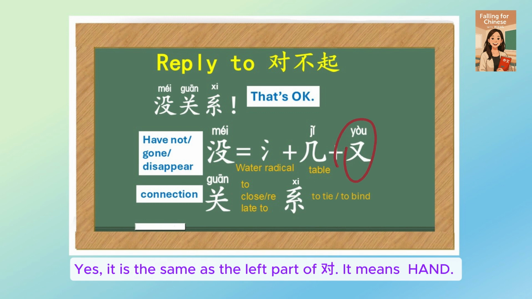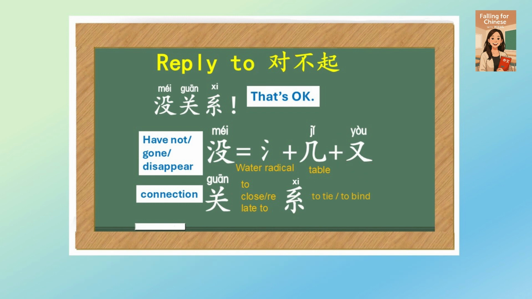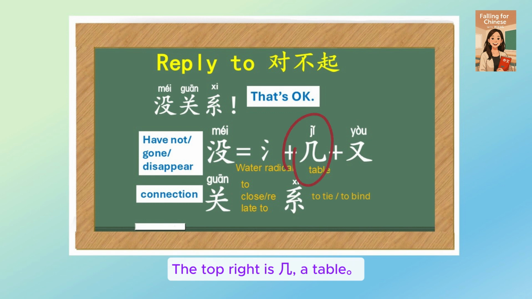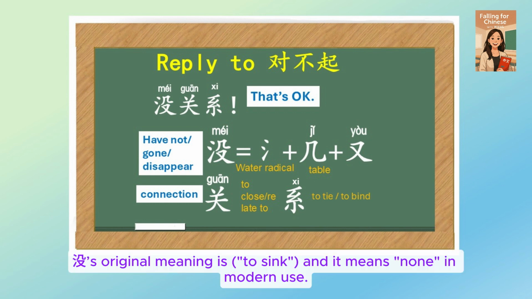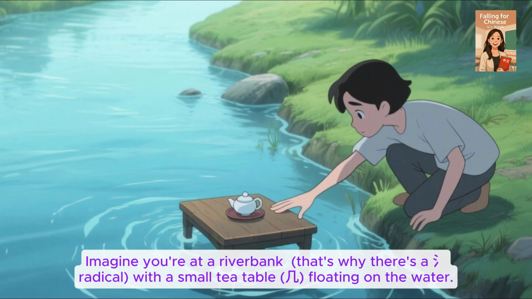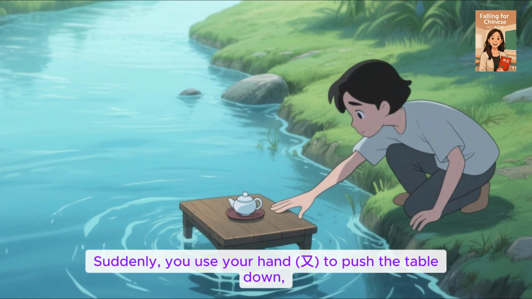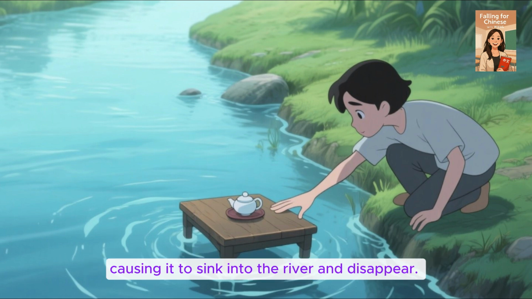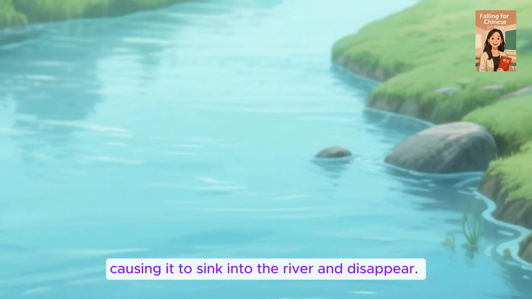Yes, it is the same as the left part of 对. It means hand. The top right is 几, a table. Here's a story to help you. 没's original meaning is to sink, and it means none in modern use. Imagine you are at a riverbank. That's why there's a water radical with a small tea table, 几, floating on the water. Suddenly, you use your hand to push the table down, causing it to sink into the river and disappear.